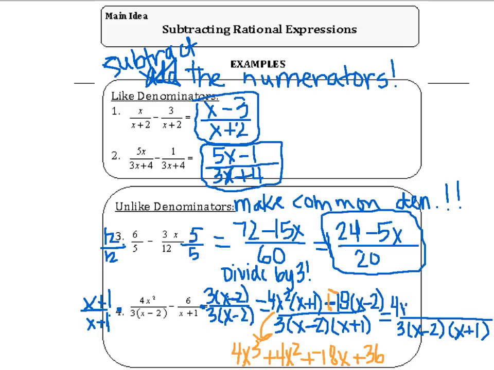So 4x to the third plus 4x squared minus 18x plus 36. And that is my final answer right there. I'm just going to kind of circle that in a different color. That is my final answer.